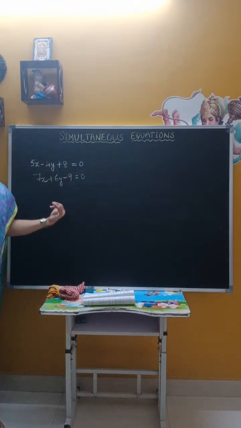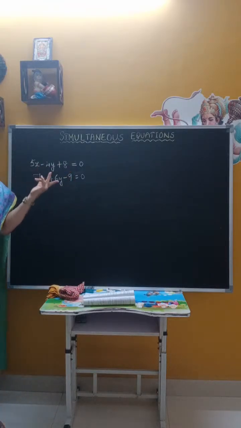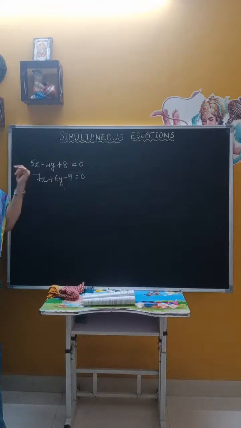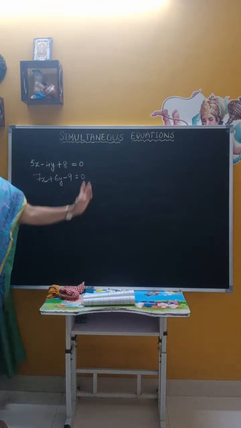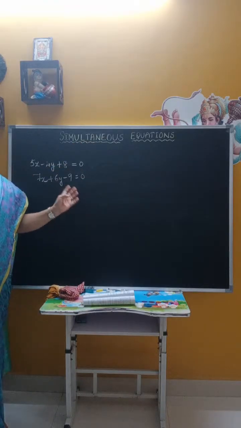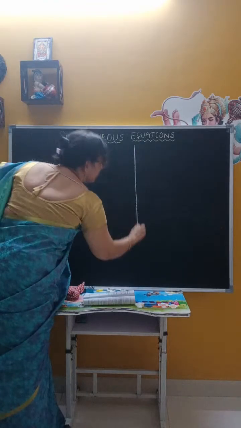We are going to find whether this pair of lines are coincident, parallel or intersecting lines, and whether the solution is consistent or inconsistent. Okay, so let us go find it now. Before that, let us see how to compare. So just use this rule.